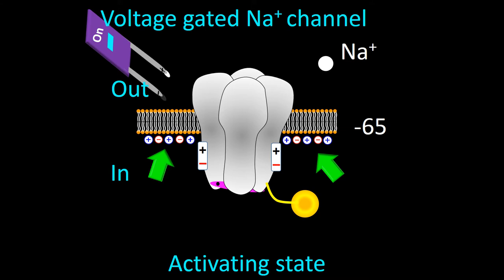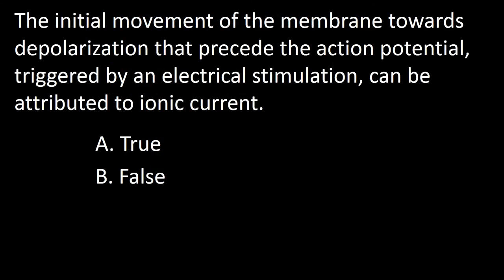Capacitance current refers to the current generated by changes in the balance of charges across the membrane that is not associated with ions going through the membrane channels. So the answer to this question is false.